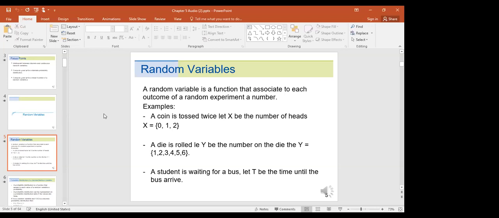So the first random variable, when you toss a coin twice and count the number of heads, is a discrete finite random variable because it has 3 values. If you roll a die, you have 6 values, 1, 2, 3, 4, 5, 6. And the time until the bus arrives is continuous because it's an interval of time which can take any point on the line.